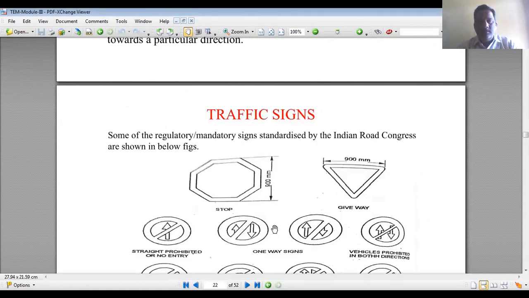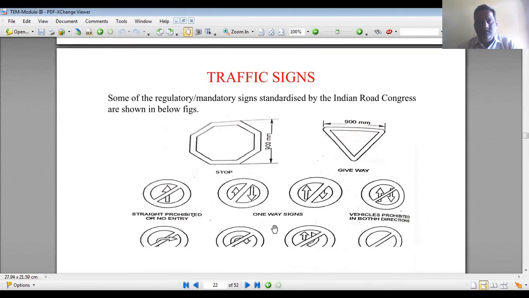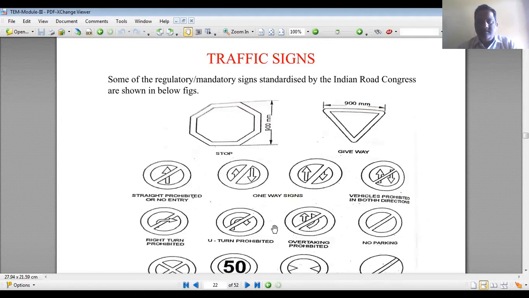Some of the regulatory or mandatory signs standardized in IRC are shown in the figure. IRC means Indian Roads Congress. So this is the stop sign, 900 mm by 900 mm, octagonal in shape. And this is the give way sign, an inverted triangular shape with the apex pointing downwards, having 900 mm width. And this is the straight prohibited, no entry sign. And this is the one way sign. There is only one way. Both ways are not permitted. These two are one-way signs.